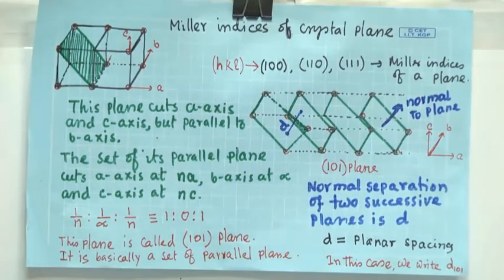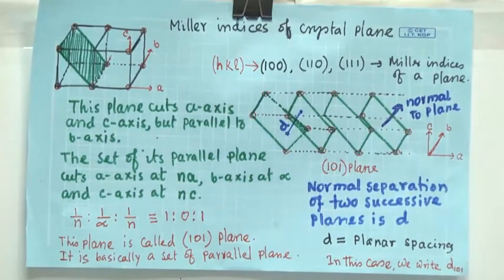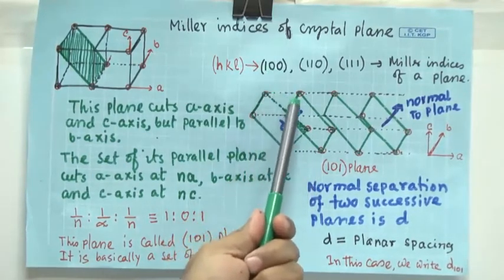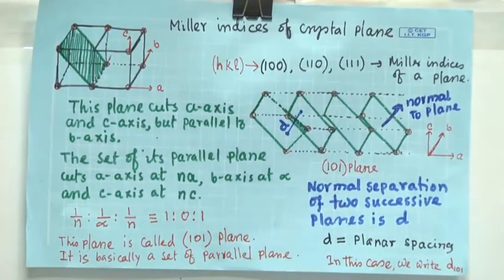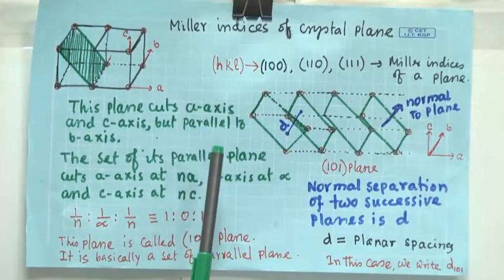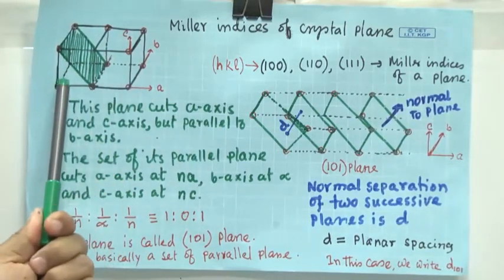The 101 plane means it is not one plane, it is a set of parallel planes like this. Similarly, you have the 100 plane, the 110 plane, the 111 plane. So, many planes are possible, and one can find them out from a, b, c values.